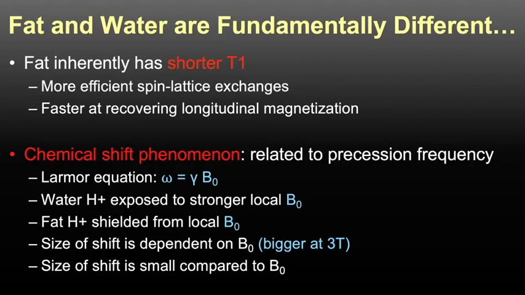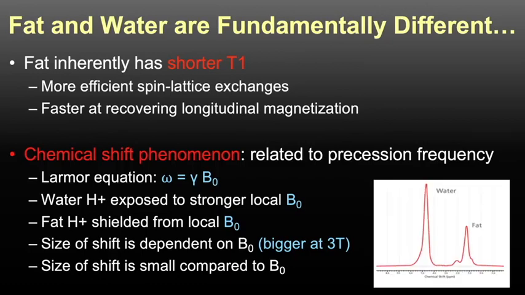Because water protons are right next to very electronegative oxygen, they are basically de-shielded as a result and experience a stronger local B0 than fat, which are in these long chain molecules. So this results in a chemical shift between water and fat when you look at their precession frequency.